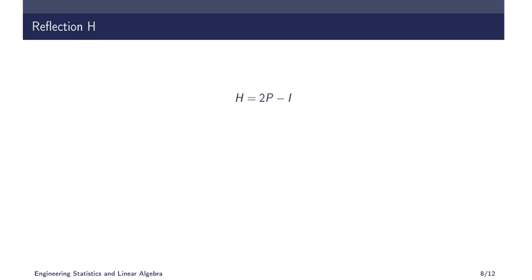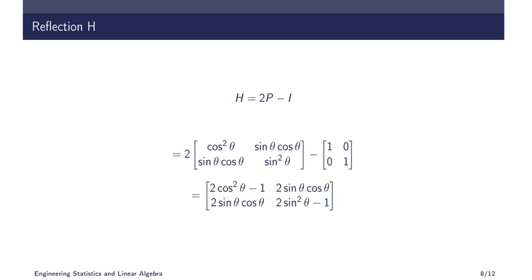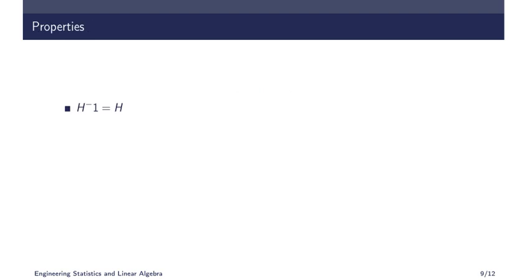So there is no need of deriving it again. We know the matrix P and we know the matrix I. So H is given as 2 times the matrix cos square theta, sin theta cos theta, sin theta cos theta, sin square theta, minus I, which is 1 0 0 1. You will get 2 cos square theta minus 1, 2 sin theta cos theta, 2 sin theta cos theta, 2 sin square theta minus 1. So this is the matrix for reflection.